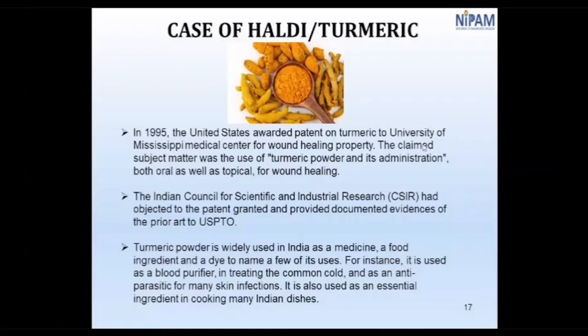So the Indian Council for Scientific and Industrial Research, CSIR, objected to the patent granted and provided documentary evidence of prior art to the USPTO. In the case of a patent, what happens? I apply for a patent to a government here. The patent office will search whether any document is present which can show that the invention already exists. If I file a patent, the government of India will check whether any such document or invention already exists. Okay, so what happened is that a patent was filed in the US for Haldi. Now the US did not have the books that India had, which show what Haldi can do.